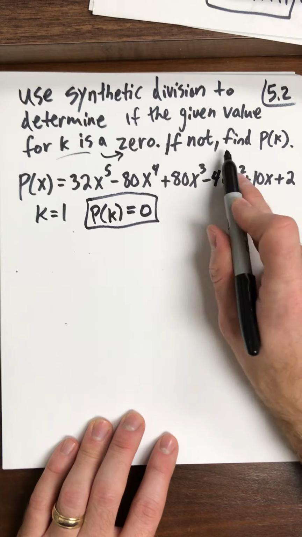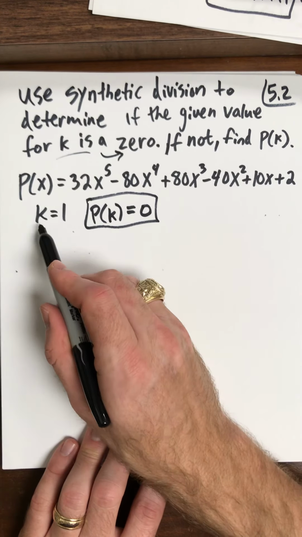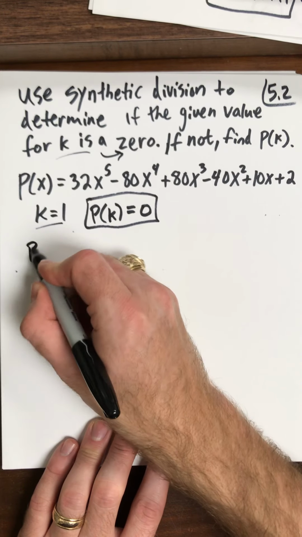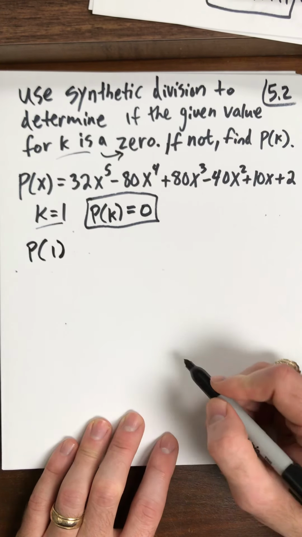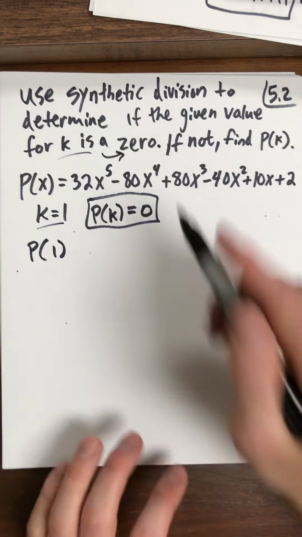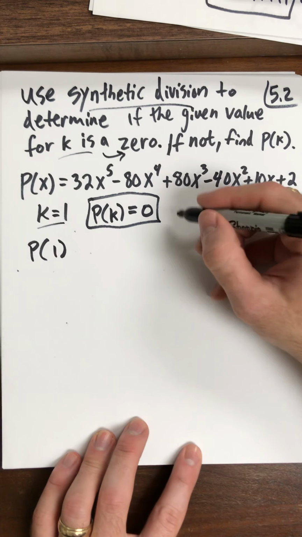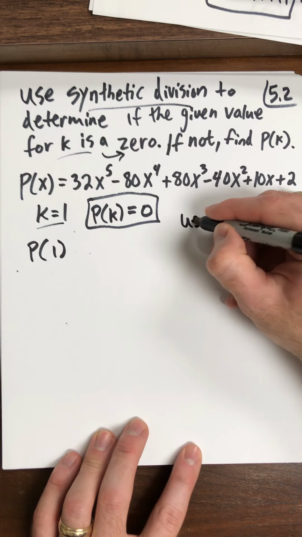So if it's not, I still want to find p of k. So let's do that. What do we have first? We've got k equal to 1. So I'm wanting to calculate p of 1. Now I know you can just type this into your calculator and spit out an answer. But if it says to use synthetic division or to use the remainder theorem, you might see something like this.